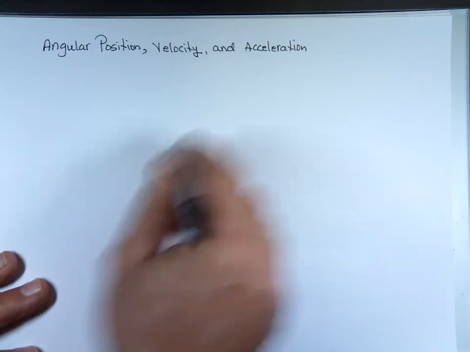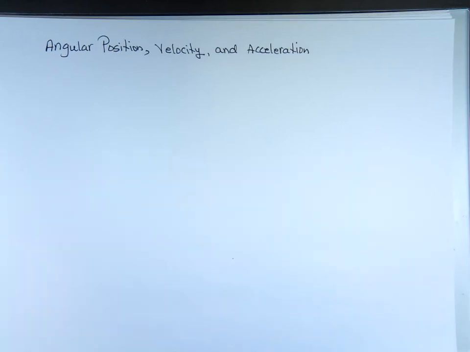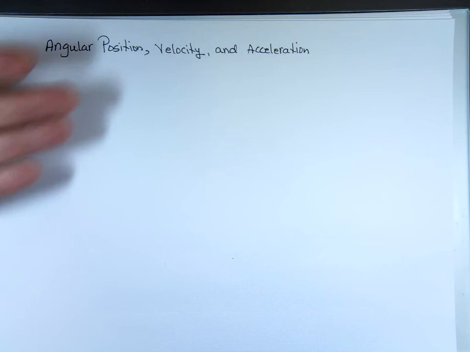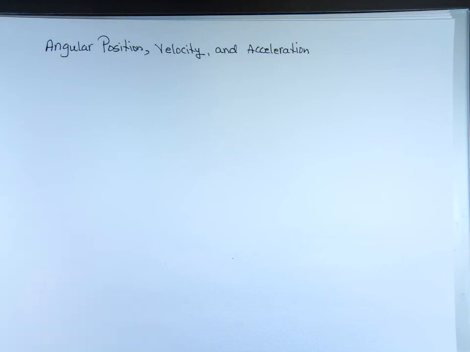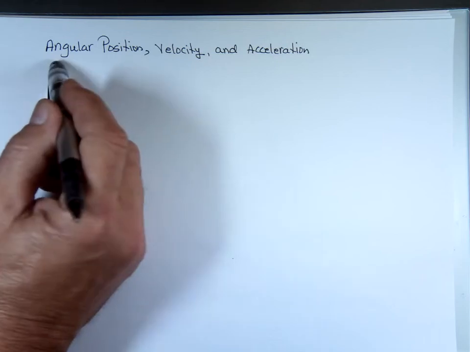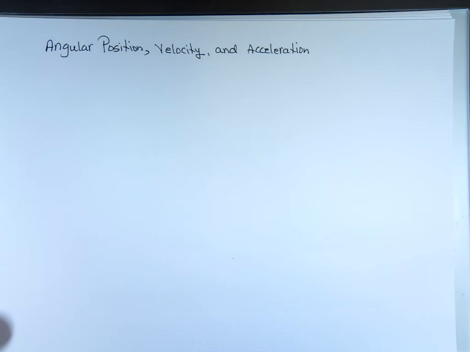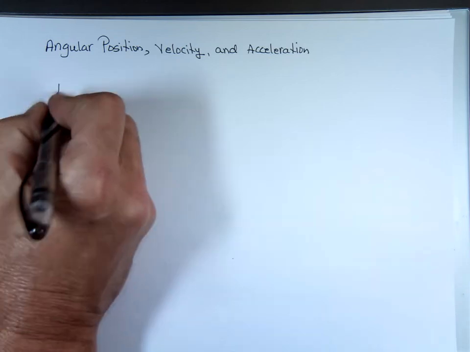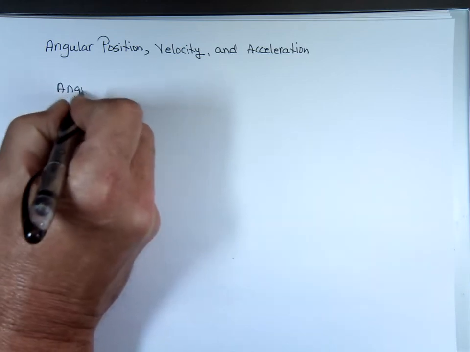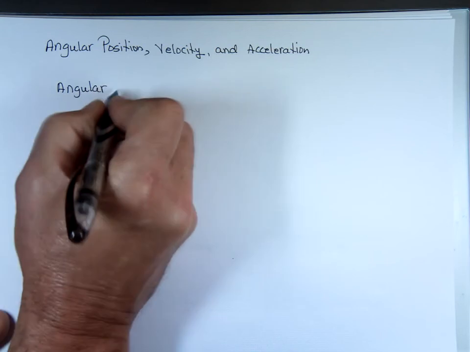Now, when things are turning, rotating, there's still actually something called position. Where's the position relative to where it used to be? What about the velocity? But they're not called that, it's called angular position, angular velocity, and angular acceleration. So we'll begin with angular position. This is like the distance traveled.